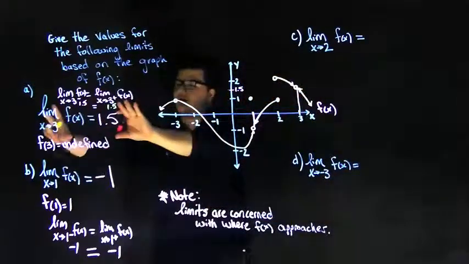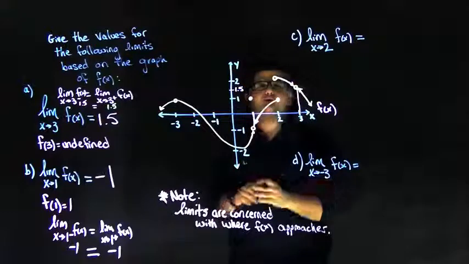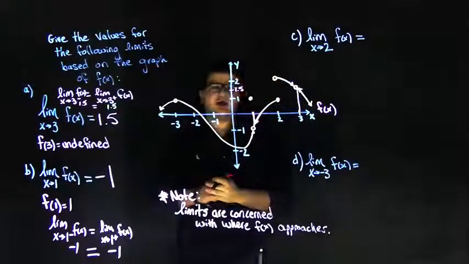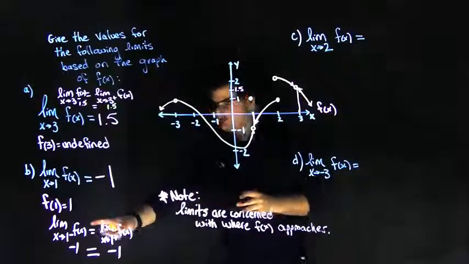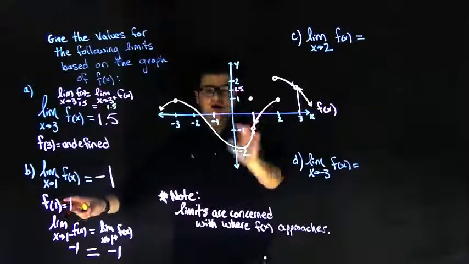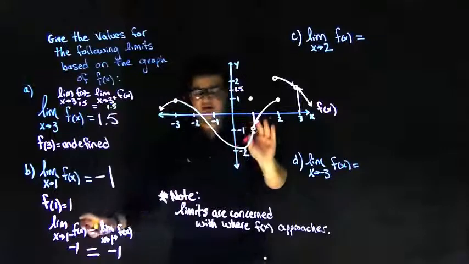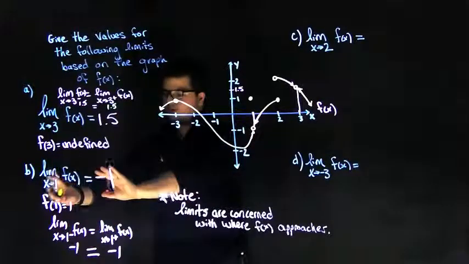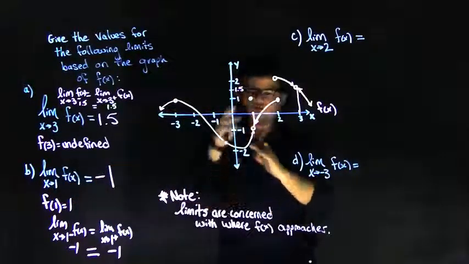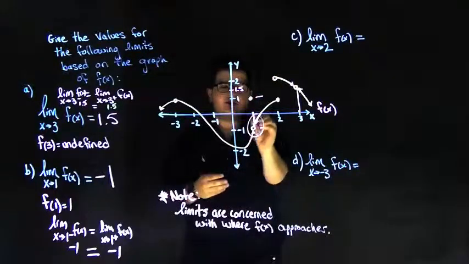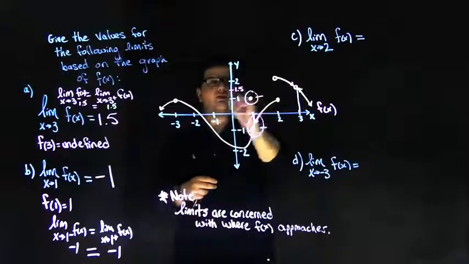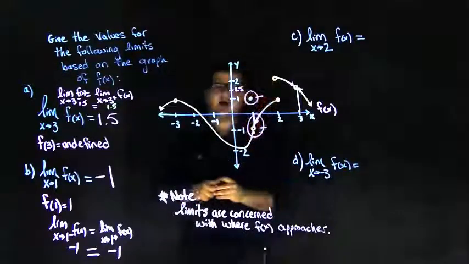In the case of 3, we didn't have an explicit point defined for the function at 3, so that's why it was undefined. Whereas at 1, the limit was defined as negative 1, but the point was defined at 1. So notice the difference between here and here. This is the value for the limit. This is where the function is evaluated at 1.